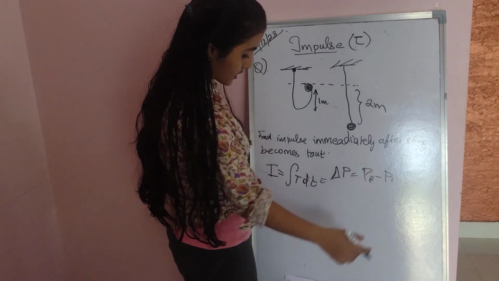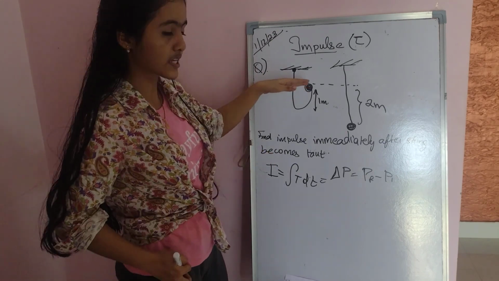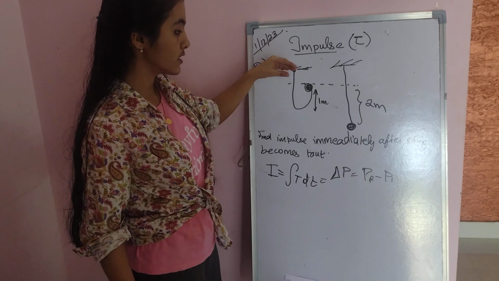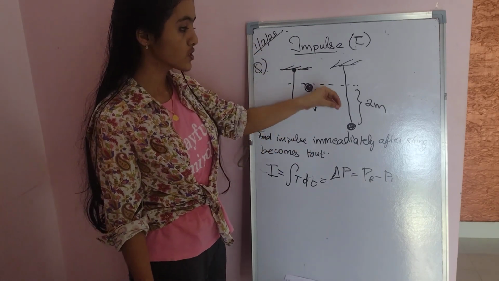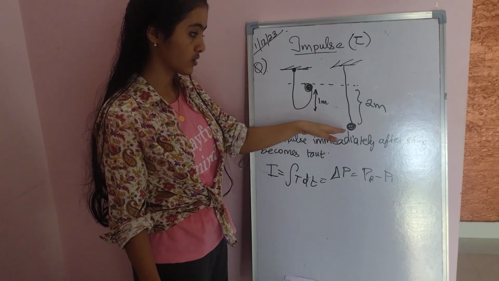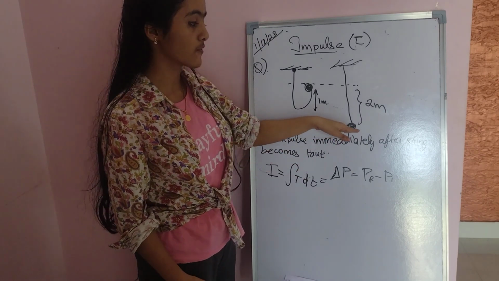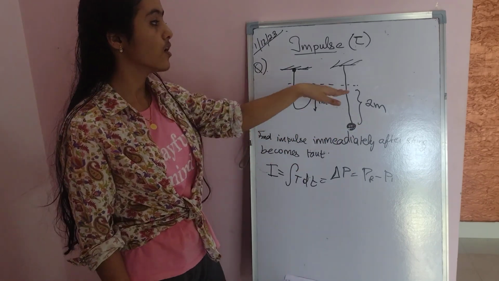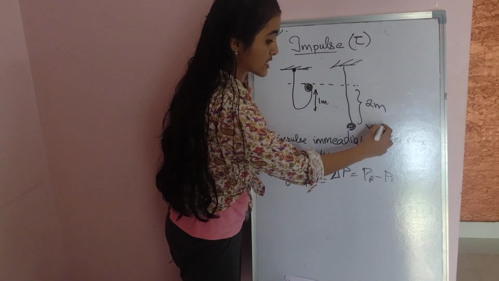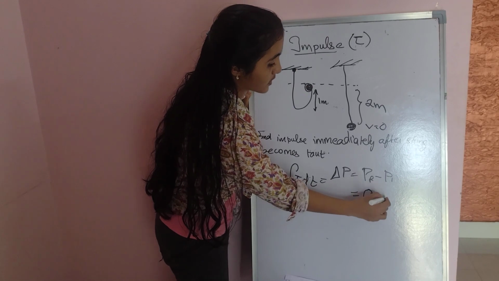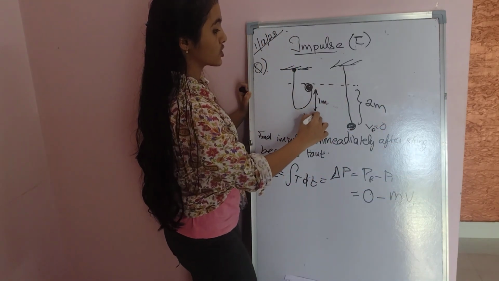So we have to check the final. Initially, the body was kept at rest, but we are asked to find the impulse immediately after the string becomes taut. So this is our final case, this is our initial case. Finally, the string has become taut, that means its velocity at that point is 0. Therefore, this becomes 0 minus m times initial velocity. V final is 0. So what is our initial velocity?